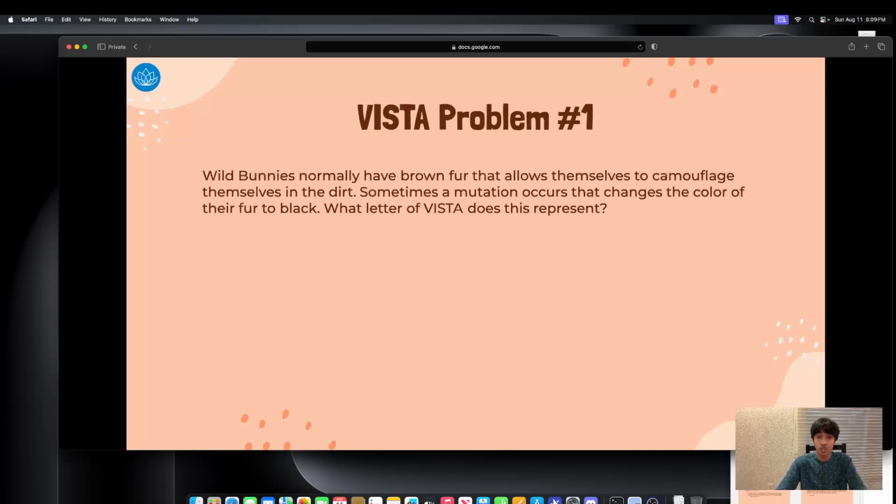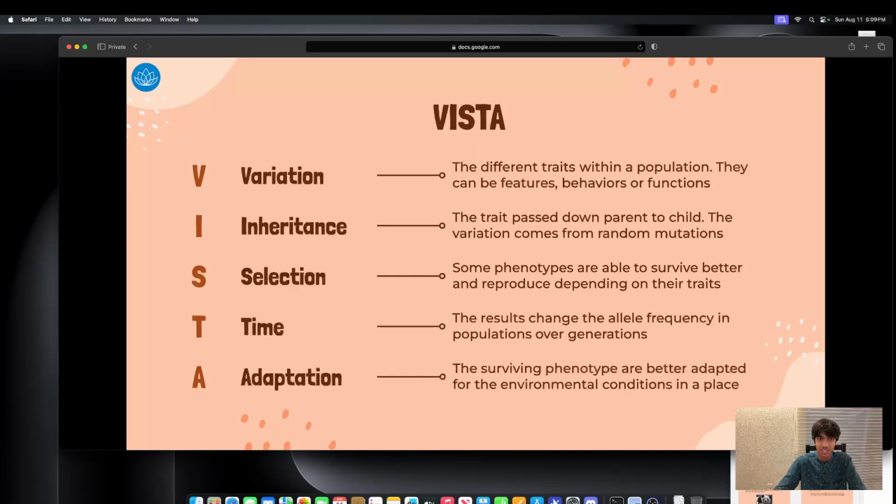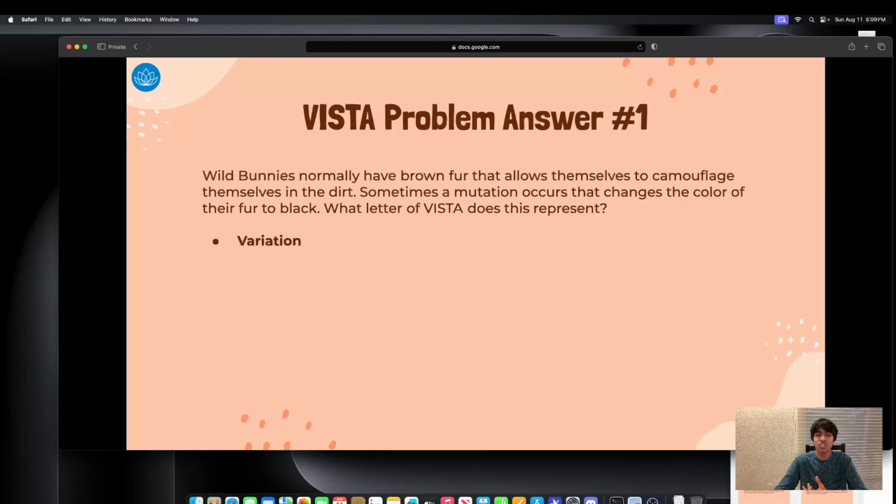And then wild bunnies normally have brown fur that allows them to camouflage themselves in the dirt. Sometimes a mutation occurs that changes the color of their fur to black. What is this? So this is variation, right? Variation is the different traits within a population. It's normally brown fur, and this is a small variation. The mutation changed its fur to black, so sometimes there can be a black fur bunny, right? So the color can vary, and there's a diverse range of colors that the bunny could possibly be.